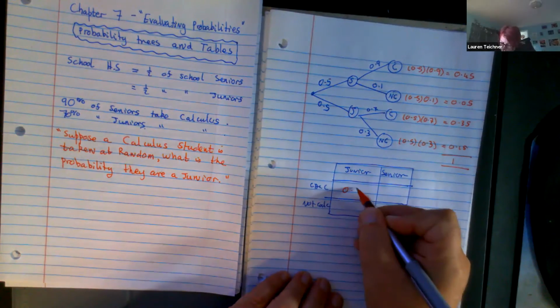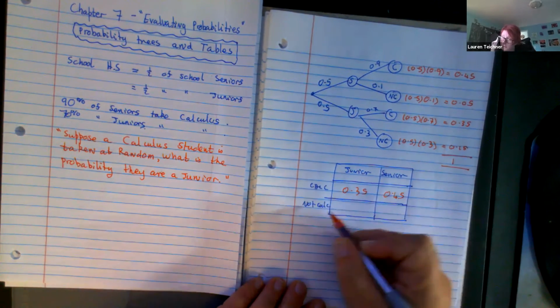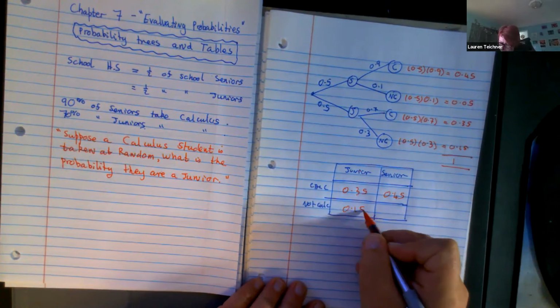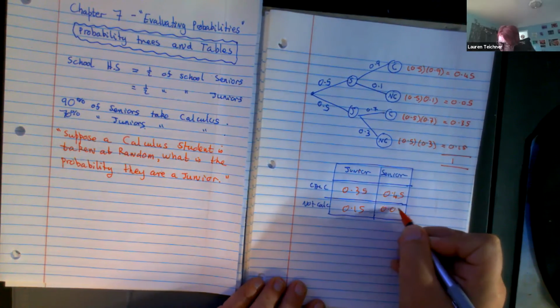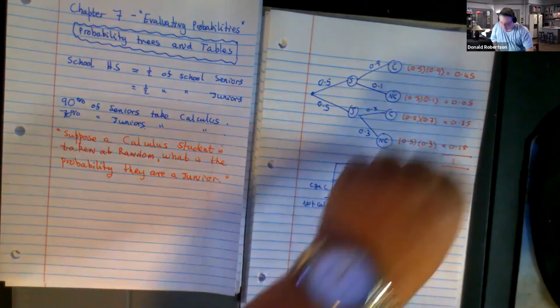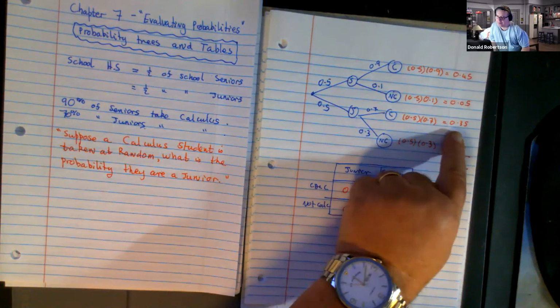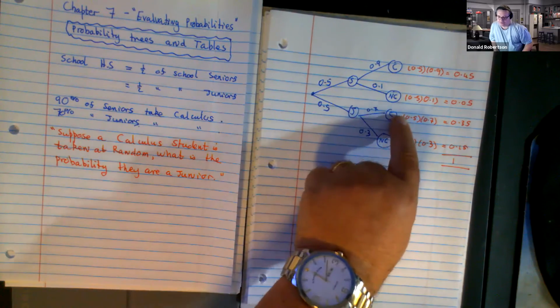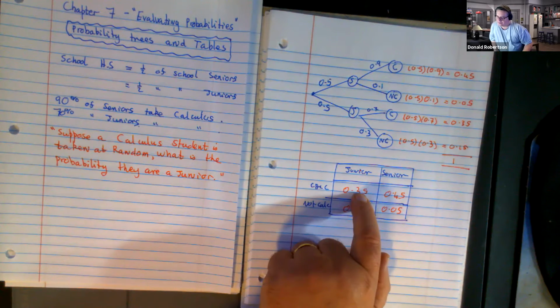0.35. Agreed. What about seniors that take calculus? 0.45. Juniors who do not take calculus? 0.15. And last but not least, seniors who do not take calculus? 0.05. Are you comfortable how these 4 guys come from here and which one goes where? Does that make sense? Let's just take one at random. Let's take that 0.35. That 0.35 is a junior who took calculus. So I go to my table and a junior who takes calculus, boom, right there.